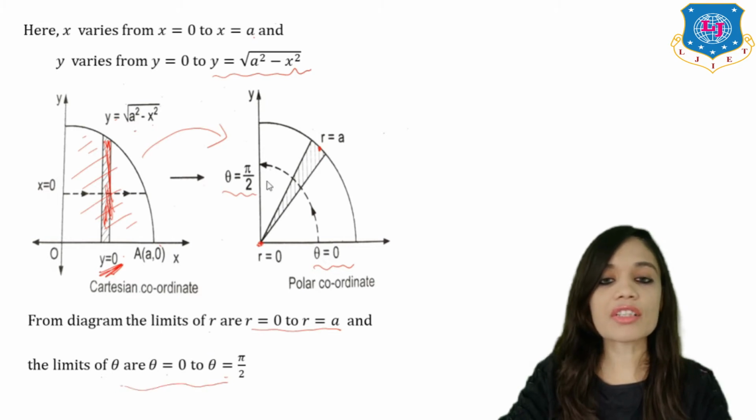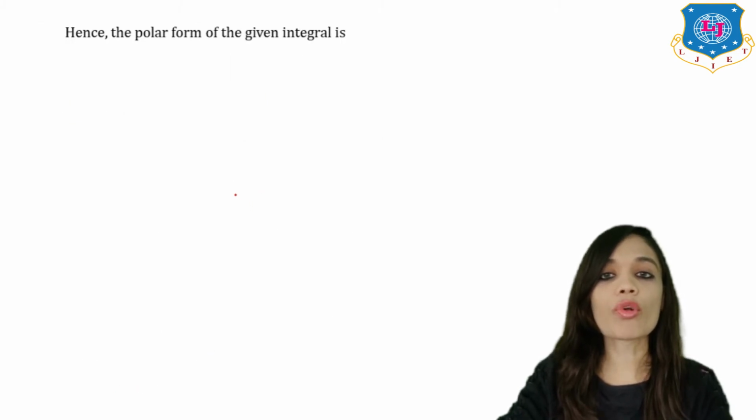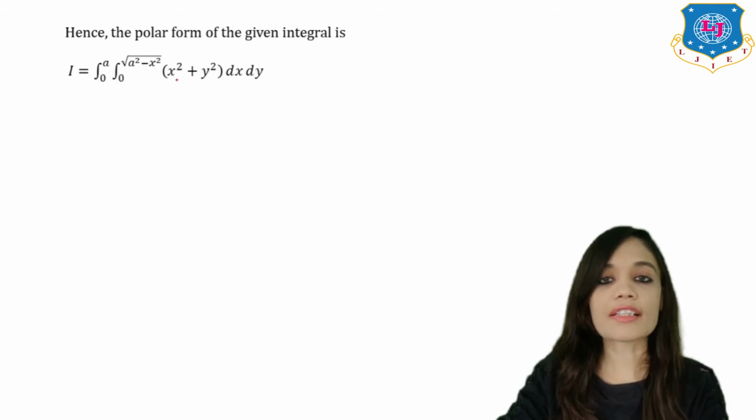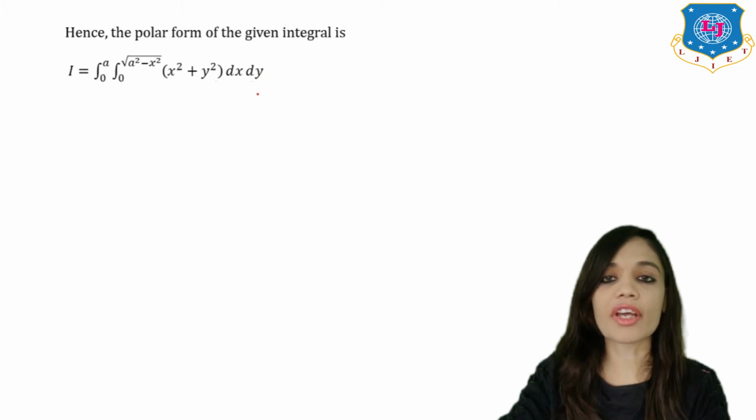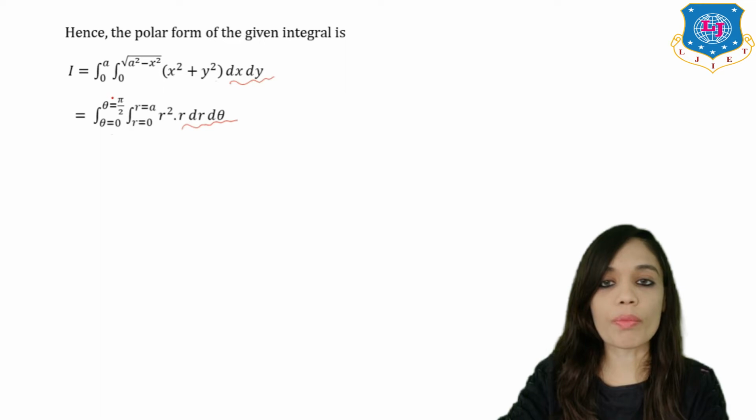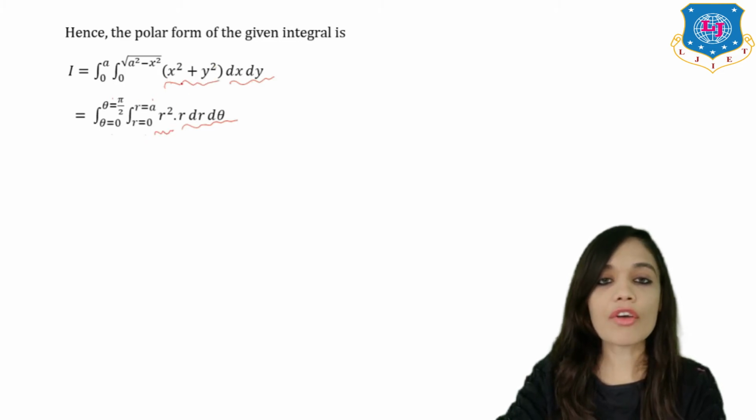Okay, so now let us change our given question into polar form. So what is your question? I equals double integration from 0 to a, 0 to square root of a square minus x square, of x square plus y square dx dy, right? Now let us replace the limits and dx dy by what? r dr d theta. So your limits of theta are 0 to pi by 2, limits of r are 0 to a. Now we have derived already that x square plus y square equals what? r square.